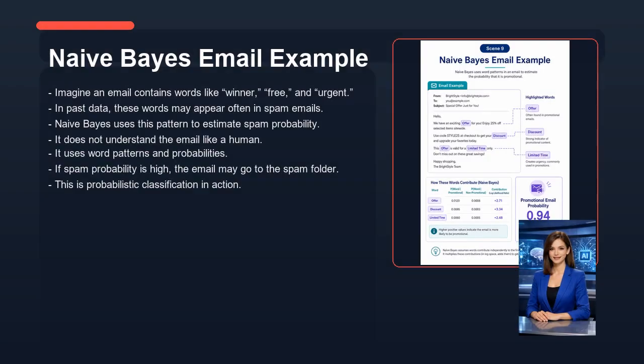Now let's look at a naive Bayes email example. Imagine an email contains words like winner, free, and urgent. In past data, these words may appear often in spam emails. Naive Bayes uses this pattern to estimate spam probability. It does not understand the email like a human. It uses word patterns and probabilities. If spam probability is high, the email may go to the spam folder. This is probabilistic classification in action.